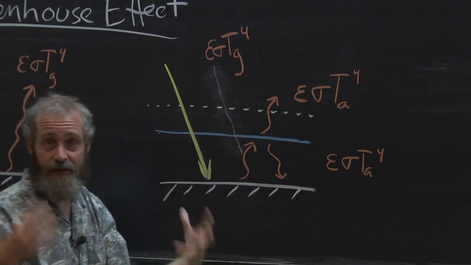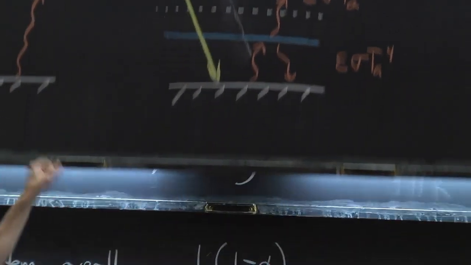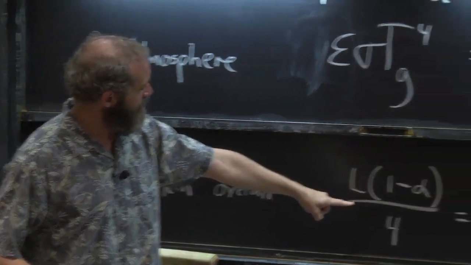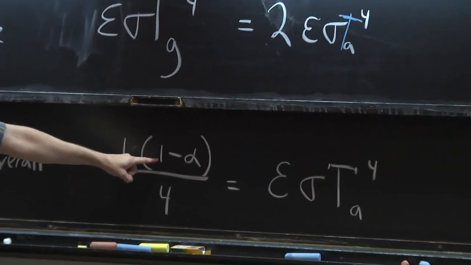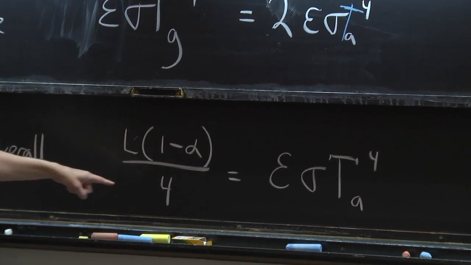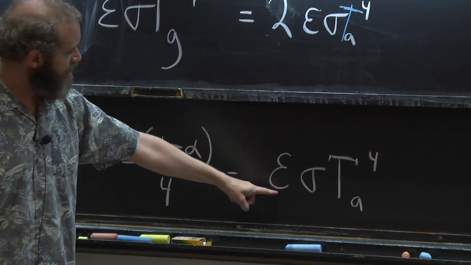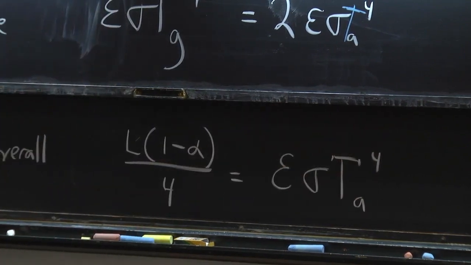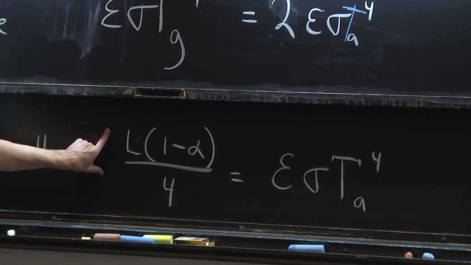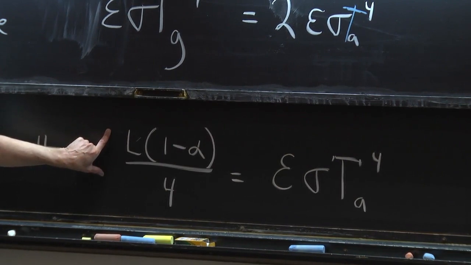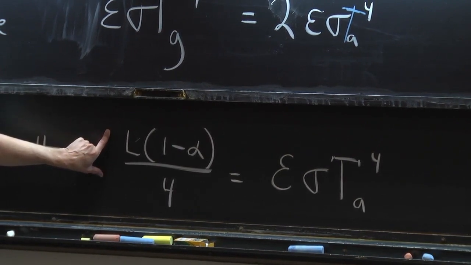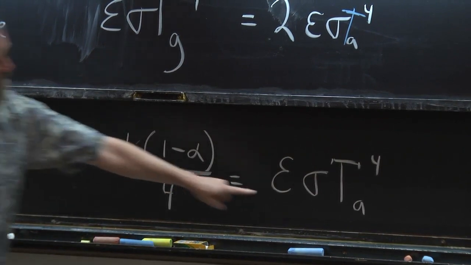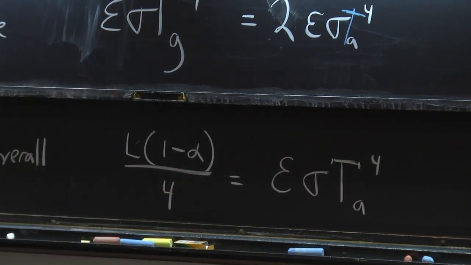In the steady state, everything has to be in balance. And so if we write those equations, what's coming down is just our familiar sunshine, L times (1 minus the albedo) over 4. And then what's going out is epsilon sigma T_atmosphere to the 4th. So this equation should look familiar to you. This is actually the same equation that we got from the last model for the temperature of the ground. Only now it's at the temperature of the upper layer.